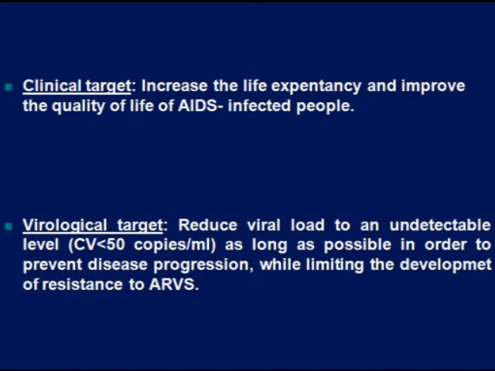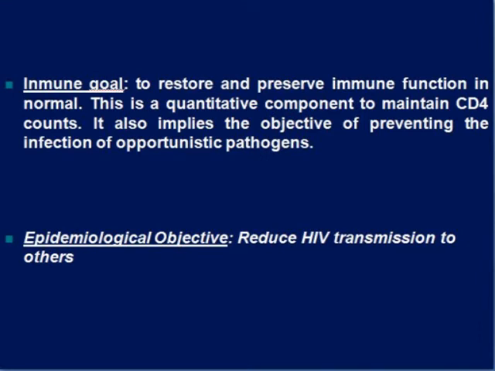The virological target is to reduce the viral load to an undetectable level, for as long as possible, in order to prevent disease progression while limiting the development of resistance to ARVs. The immune goal is to restore and preserve normal immune function. This is a quantitative component to maintain CD4 cell counts. It also implies the objective of preventing infection by opportunistic pathogens. And the last one, the epidemiological objective, is to reduce HIV transmission to others.